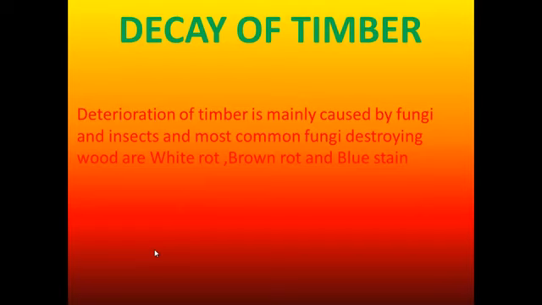Insects also destroy wood. Insects like white ants are the most destructive insects known to destroy wood. They belong to the group of insects called termites. Other insects known to destroy wood are pole borers, ship borers, and marine borers.